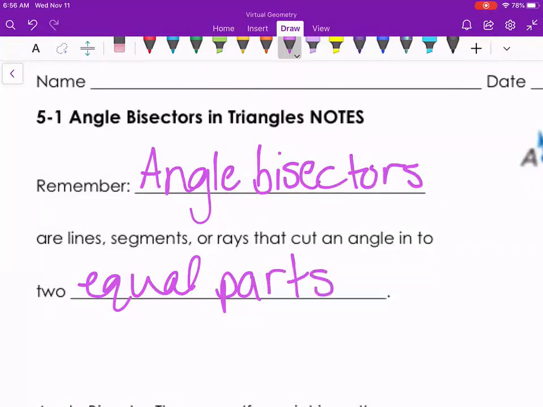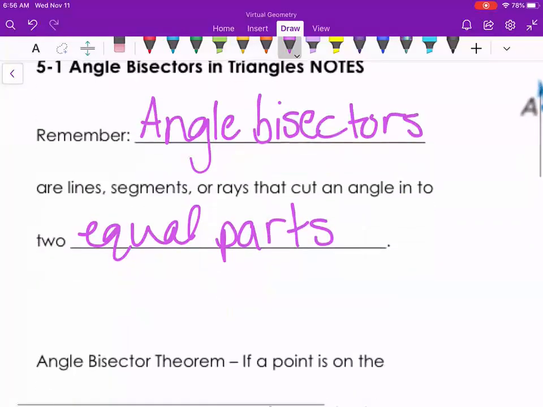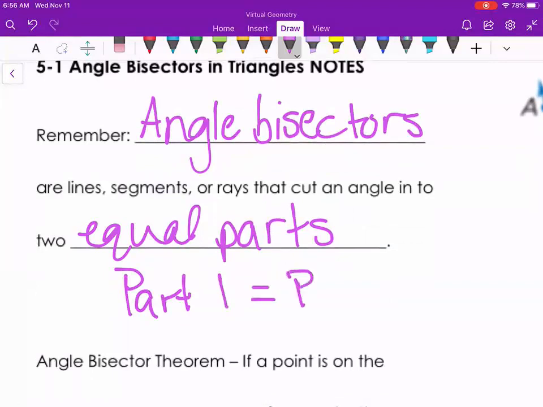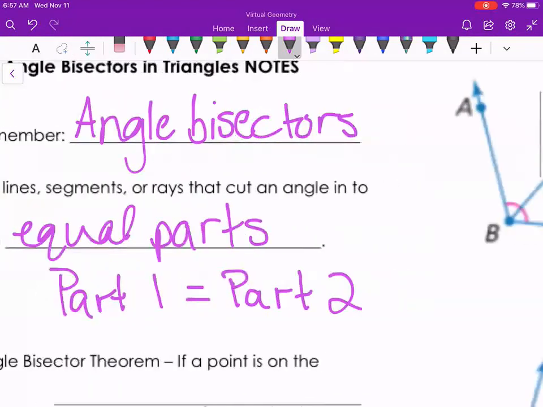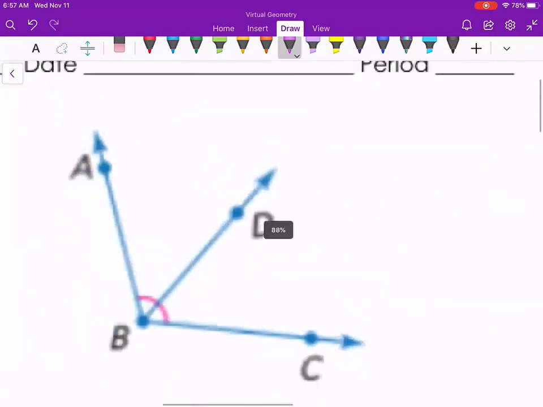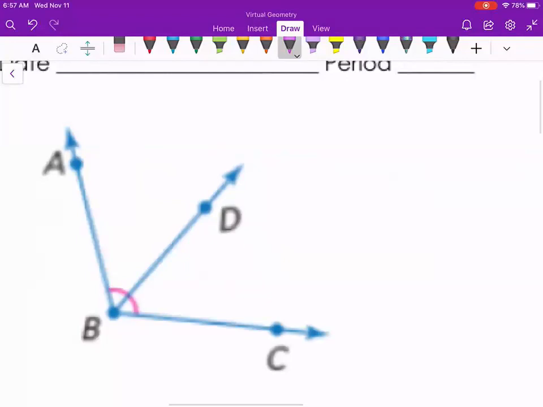All right, so remember from segment bisectors, we had kind of a setup when we're looking at anything that's a bisect. So we talked about with segment bisectors that part one can equal part two, because again, you're creating two equal parts here. So keep that in mind when we start using algebra to solve your problems and your equations. So let's take a look at what we've got going on here in our picture.